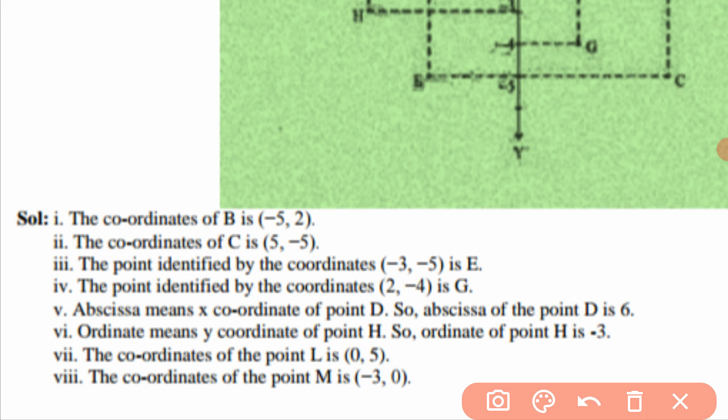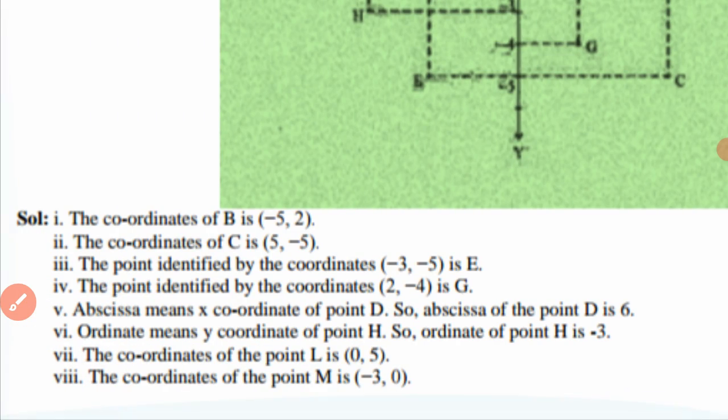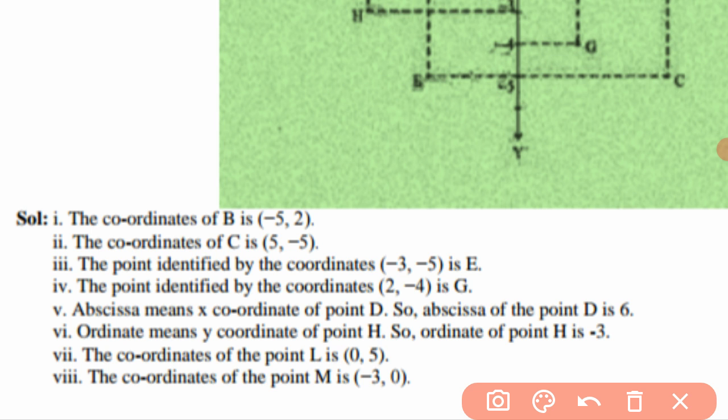Now in the fifth part, we have been given the abscissa of point D. Abscissa means the x-coordinate, so the x-coordinate of point D is 6. So the correct answer will be 6. The abscissa of point D is 6.